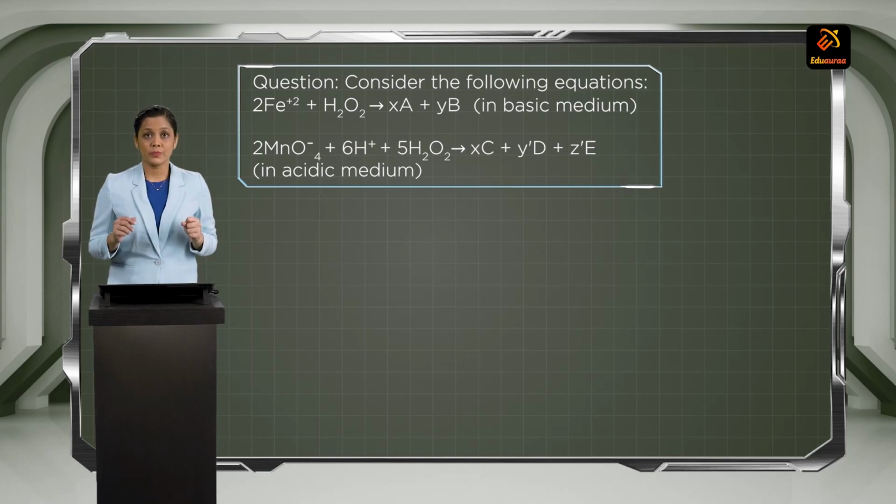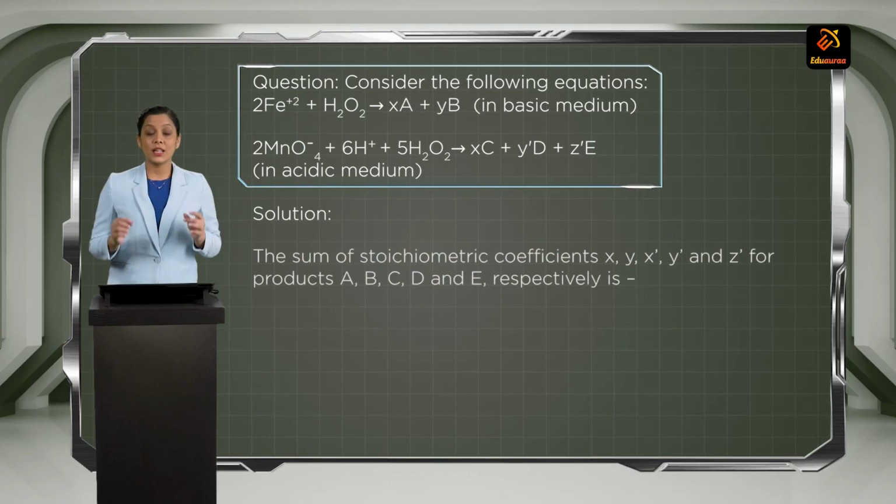Consider the following equations. The first one: 2 times Fe plus 2, that is ferrous ions, reacting with H2O2, hydrogen peroxide, in basic medium gives us X times product A and Y times product B. The second equation: 2 MnO4 minus, that is permanganate ions, in acidic medium, that is 6H plus, reacting with 5 times H2O2, hydrogen peroxide, gives us the products X dash C, Y dash D and Z dash E.